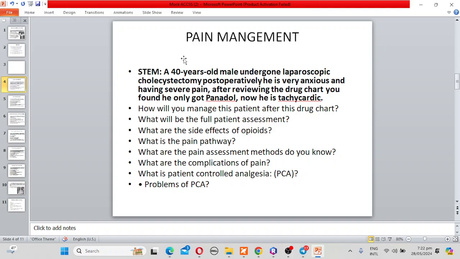In the scoring system, what is the time interval to repeat the test? Maybe 10 minutes or 30. 15 to 30 minutes. Remember, okay?